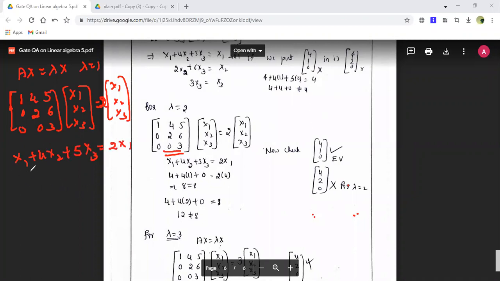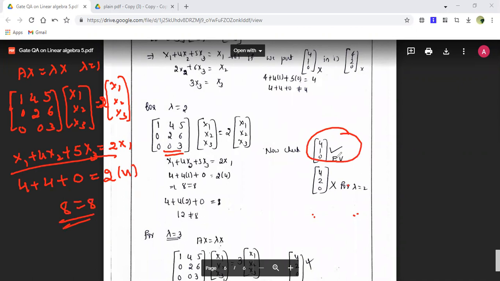If you take only one equation and just substitute the value, you substitute this 4, 1, 0 here. This will be 4 plus 4 into 1, which is again 4, plus 0, is equal to 2 times 4. Yes, it is 8 equal to 8. That means this is satisfying, so this is one of the eigenvectors. Similarly, if you put 4, 2, 0, this again will not satisfy. You can verify this. So 4, 2, 0 will not be an eigenvector corresponding to lambda equal to 2.